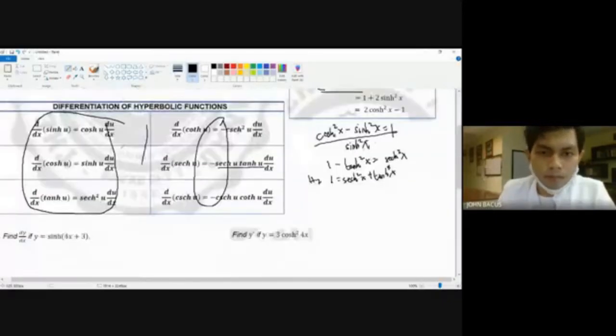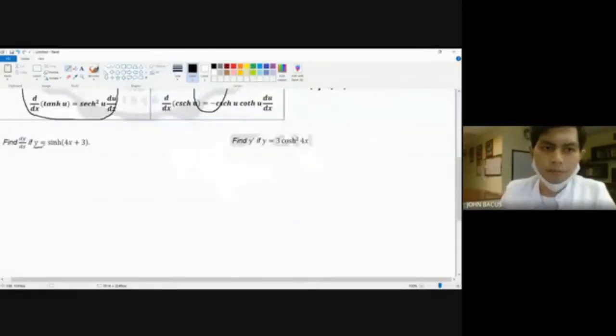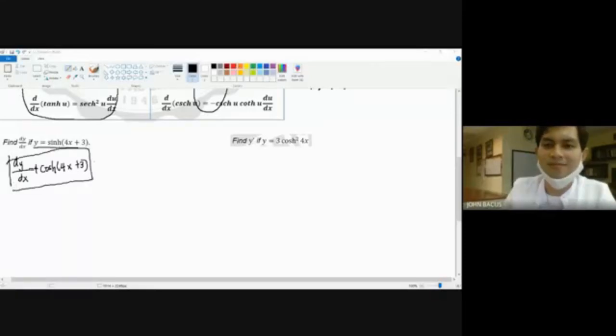Let's say for example, y is equal to sine h of 4x plus t. So dy over dx is equal to, what's the derivative of sine h? That is cosine h, right? Copy the u, and then the derivative of u, which is 4. Final answer.